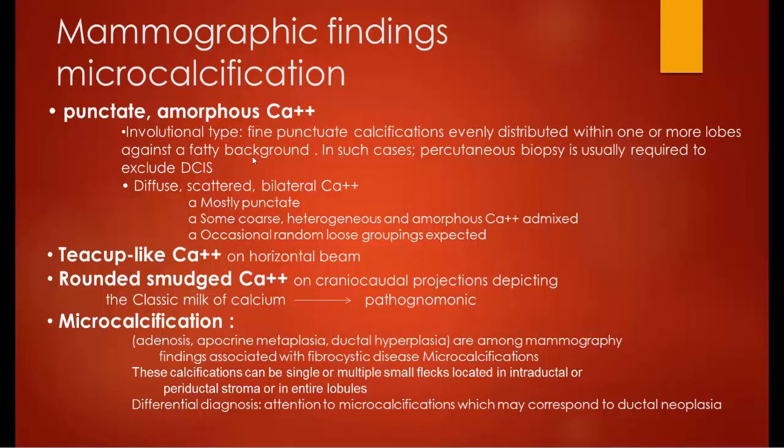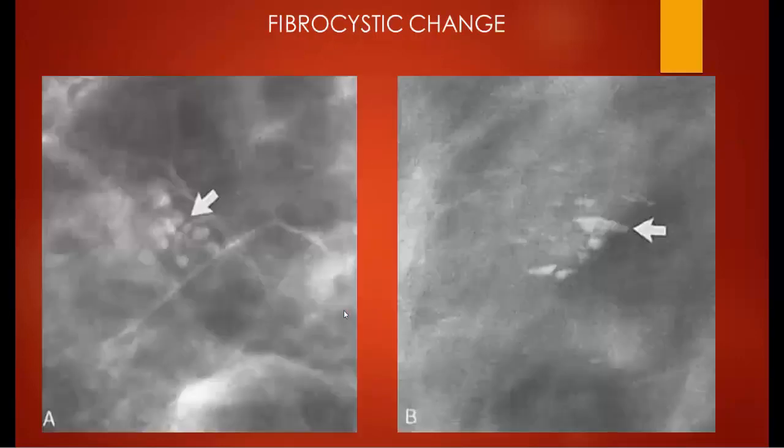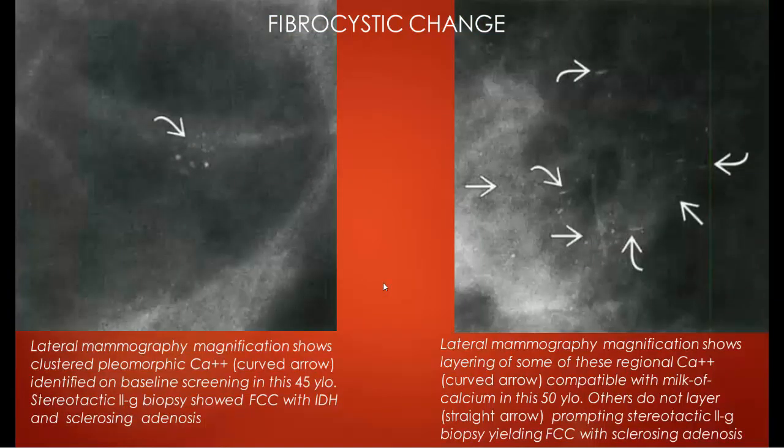So mammographic finding of calcification may be punctate amorphous calcification, teacup-like calcification, round smudged calcification, or microcalcification. Fibrocystic change presents as a group of calcifications, pleomorphic, punctate, of different shapes. Fibrocystic change in mammography shows clustered pleomorphic calcification, and stereotactic biopsy in this older woman showed fibrocystic change, intraductal hyperplasia, and sclerosing adenosis.